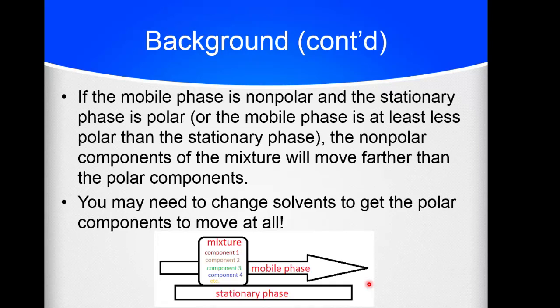And if you're doing, say, column chromatography, you do need to get your components to come out at the end because your goal is to separate them and isolate them. And so you might have to change solvents as the experiment goes on, which we do in our experiment, to get the polar components to move at all so that you can isolate them at the end.